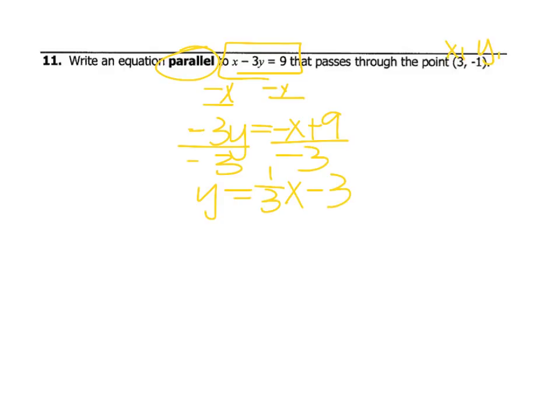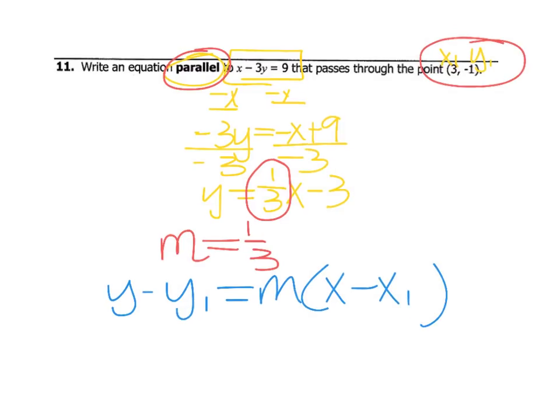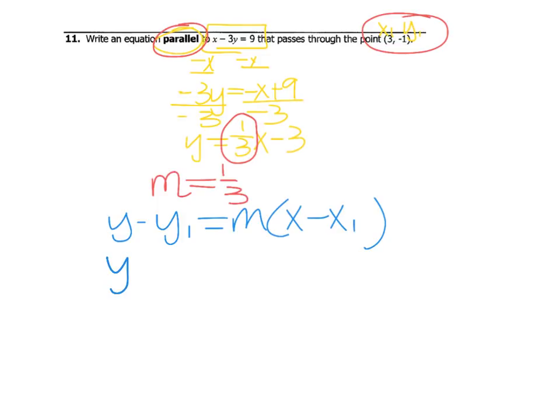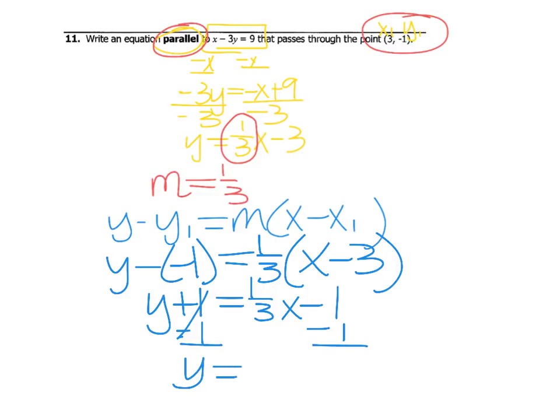Now, the slope of this line is 1/3. If we want our new line to be parallel, it has to have the same slope, so m has to be 1/3. And this is our x1 and y1, so we plug it into our formula: y minus y1 equals m times x minus x1. So we get y minus negative 1 equals 1/3 times x minus 3. We simplify this side to plus 1, distribute on the right, and subtract 1 from both sides. These will cancel out, and our new line is y equals 1/3 x minus 2. And we're done.